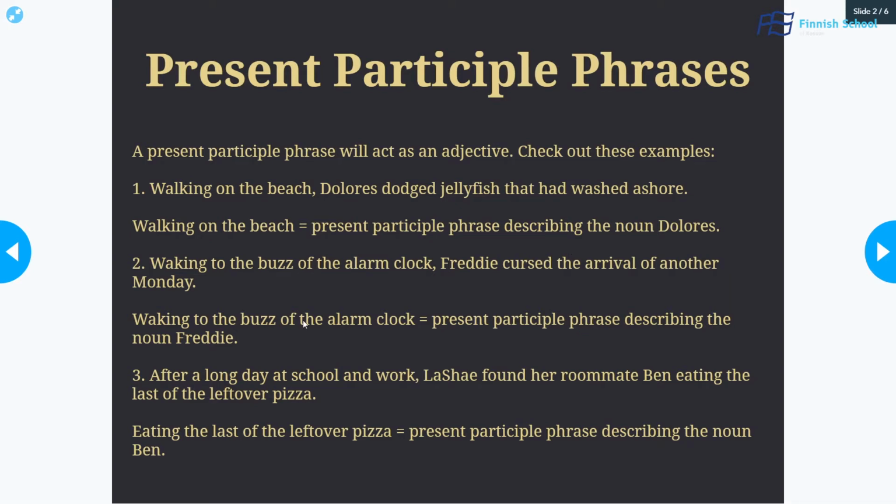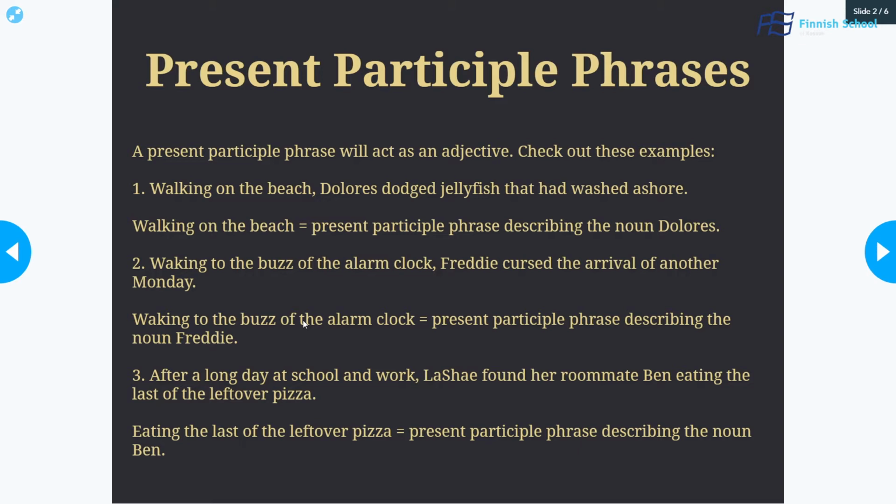Hello dear students. Today, during this English lesson, we will be talking about participle phrases. Let's get started with present participle phrases. First, we need to clarify that a present participle phrase in a sentence will act as an adjective.